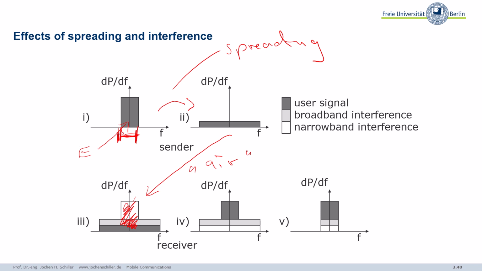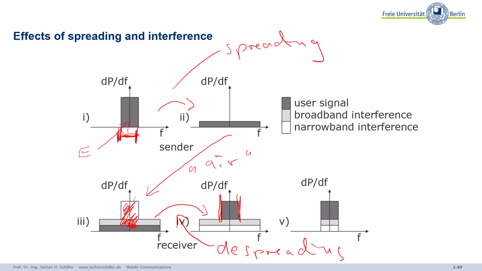So now we have to reconstruct our original signal. So what we do is we perform a despreading, but we have to know the code. So we have to know how we actually spread the signal, then we can perform the despreading. So we despread this mixture of user signal, broadband and narrowband interference. And now the trick here is that the despreading recreates a narrowband user signal, and only the user signal is narrowband afterwards, because as we will see, the despreading code has to fit to the spreading code. Only if you know it, you can despread this user signal.